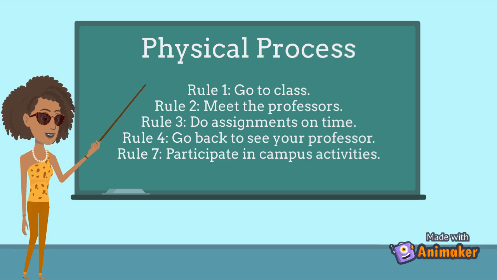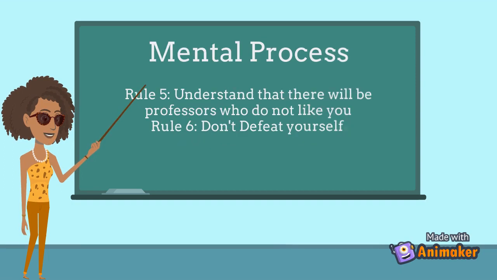As explained previously, Rules 1 through 4 and Rule 7 are physical processes because they require you to perform actions. Rule 5 and 6 are mental processes because they require you to change a certain mindset.